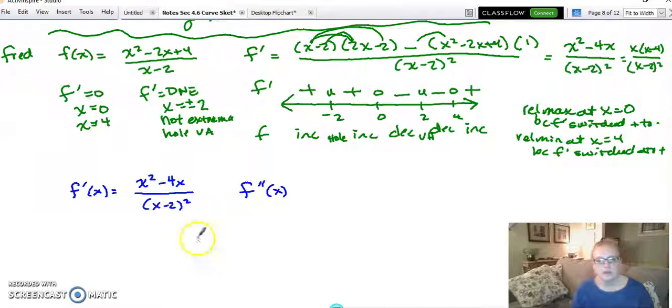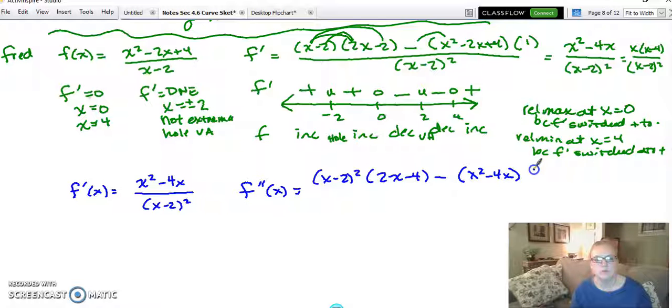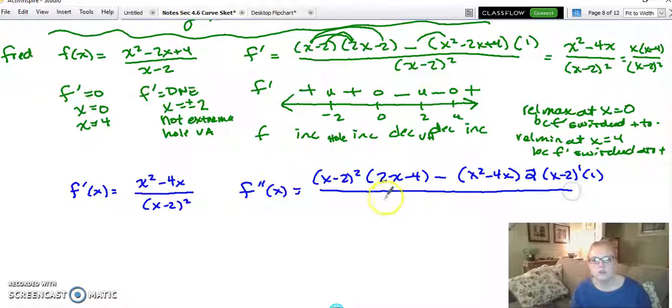Okay, so now our second derivative, we're going to do low d high: 2x minus 4 minus our high, x squared minus 4x, d low, which is going to be 2 times (x minus 2) to the first times 1, all over the bottom squared, (x minus 2) to the fourth. Now in the interest of time, I'm going to simplify this off the screen, turn it back on, and let you check your answer. So you guys pause, simplify, and then come back.